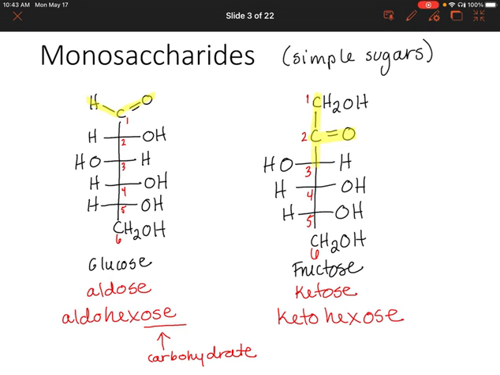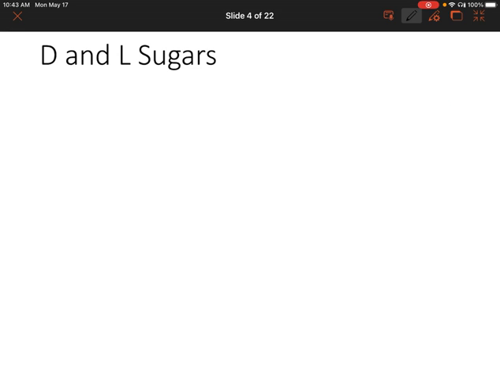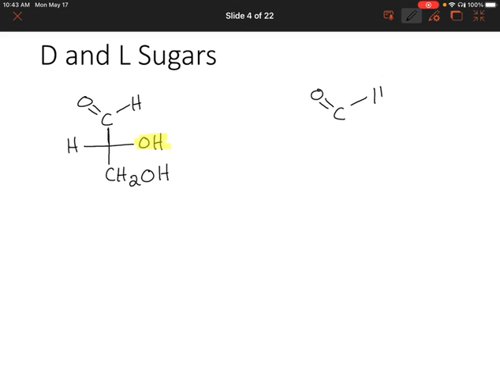Now let's also look at the stereochemistry here. The smallest sugar or carbohydrate is glyceraldehyde. Okay, and there's 2 different ways that we can draw glyceraldehyde. We can draw that OH group in the middle on the right-hand side, or we can draw it on the left-hand side.